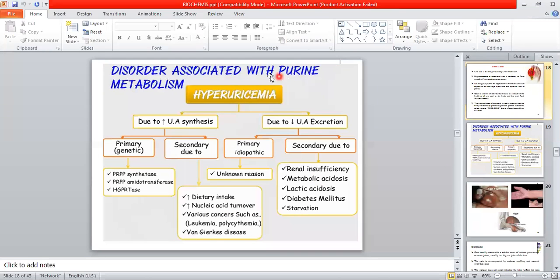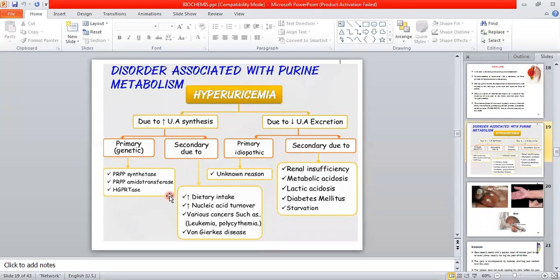Now this hyperuricemia is caused because of two things: either the uric acid synthesis is at a high level or the uric acid excretion is at a low level. Based upon this, they are divided into subtypes, primary and secondary. Primary hyperuricemia is caused due to the presence of PRPP synthetase enzyme. Secondary is caused due to high dietary intake.